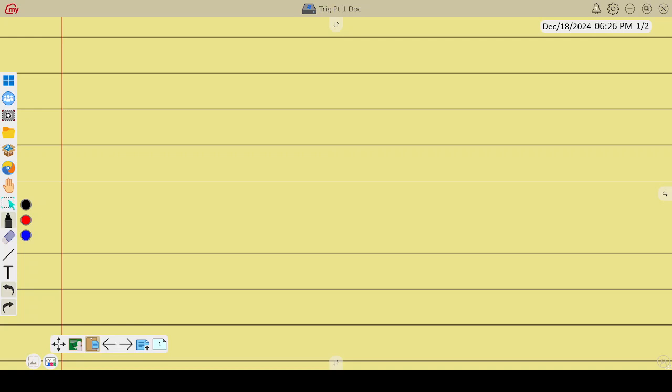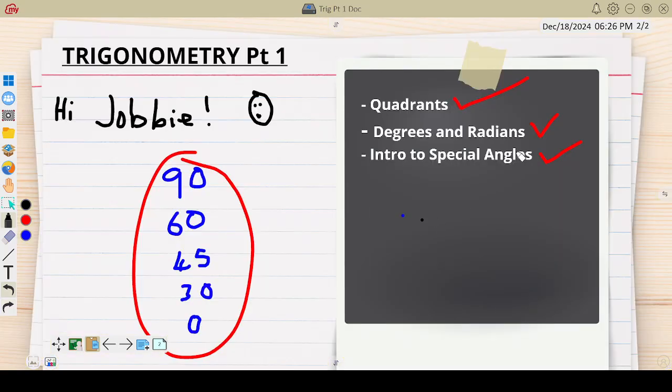So let's continue with the second lesson. We'll start from here where I've ended. So we had an intro to special angles. So later on, from these special angles, we're now going to look at more angles. From there, we do identities and we cruise just like that. So for now, bye-bye.